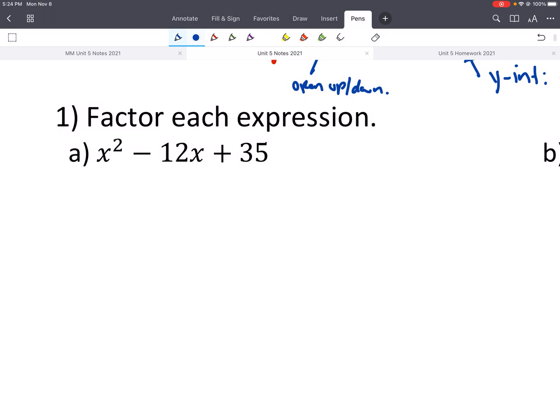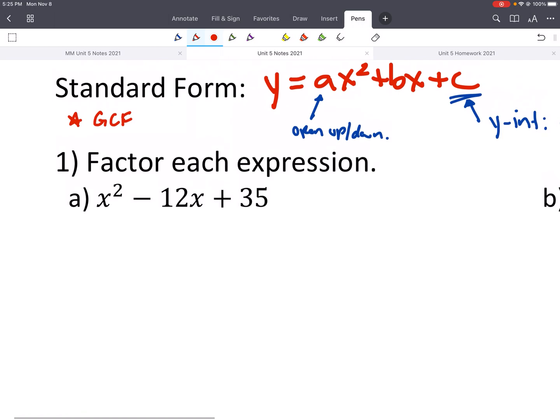So here are a few examples. If we want to factor, we always want to, number 1, put a star on that, see if there's a greatest common factor. And another thing we also want to make sure, maybe even before that, I'll put a star in front of that, is to make sure it is in standard form. Because if it's not in standard form, then we can't factor trinomials. So this one's all ready to go.